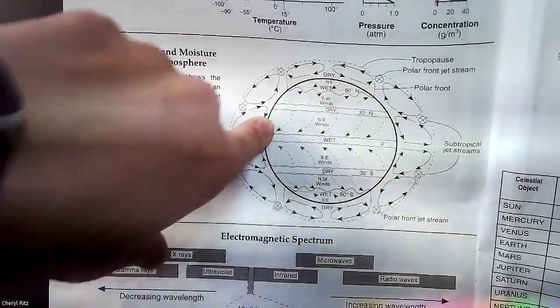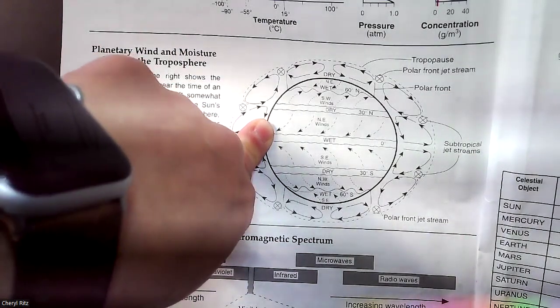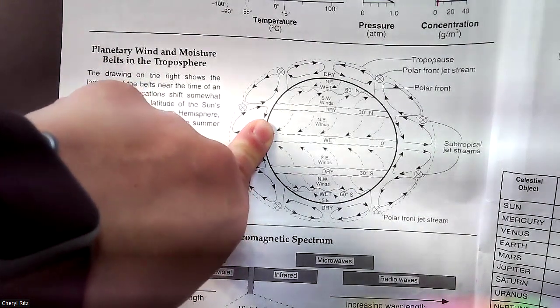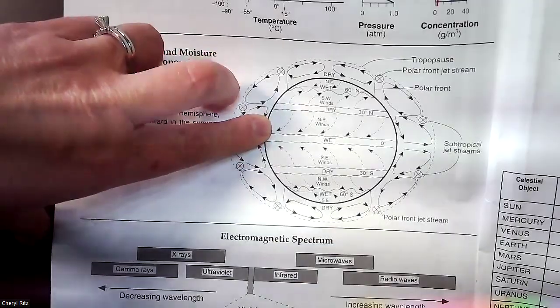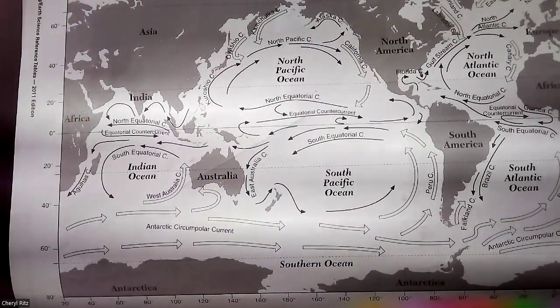Here's the wind patterns. What was one thing that we said about all the wind patterns? Which way do they bend? To the right. In the northern hemisphere, they bend to the right. And in the southern hemisphere, they bend to the left. I would like to point out that if we look at those ocean currents, which way are the ocean currents bending in the northern hemisphere? Everywhere? No, they're not bending everywhere. They're only bending one way.